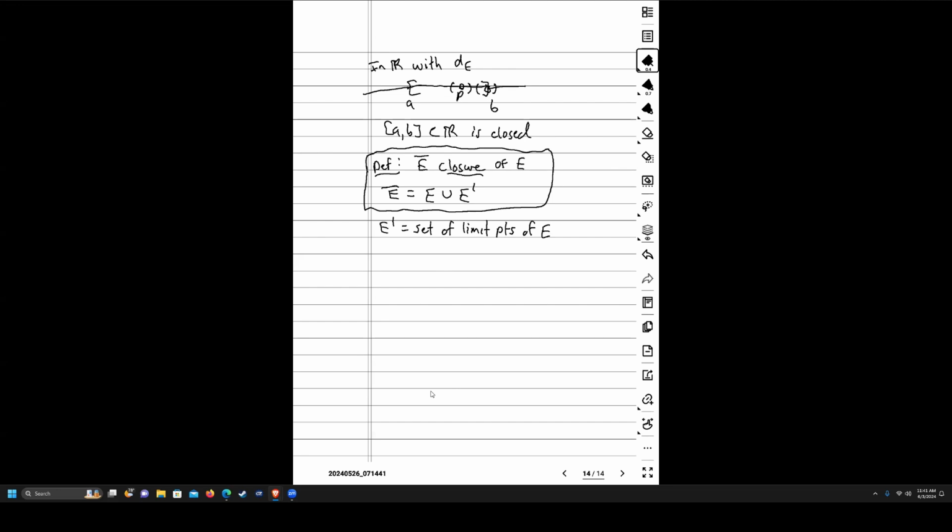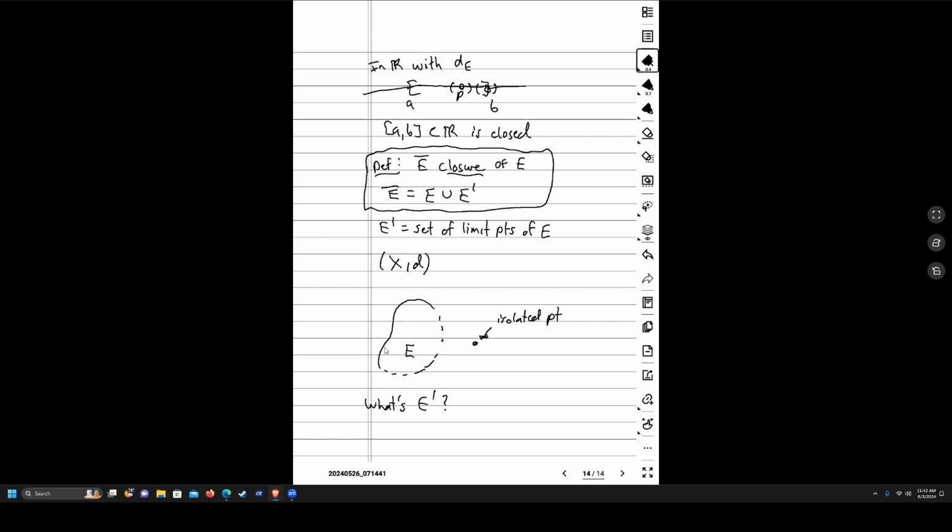So consider, again, now I'm going to consider an abstract metric space. And I drew like the little blob kind of thing. So let's say I have this and this point. And let's say that's my set E. What are the limit points of E? So what is E prime? Well, E prime is the set of limit points. This is an isolated point, so this is not a limit point. So that would not be part of E prime.